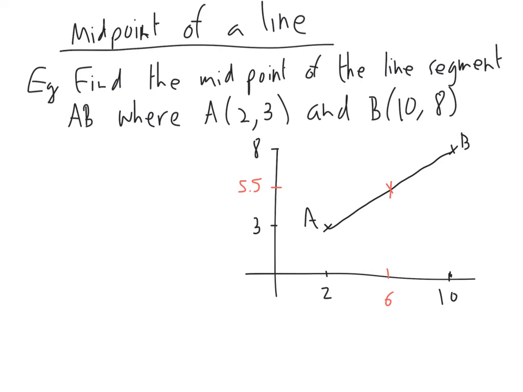Another technique, another way to look at it is that 6 is the middle between 2 and 10. It's the midpoint of 2 and 10, or in other words, it's the average value between 2 and 10. If you got the average of 2 and 10, it would be 6. Same for the y values. If you got the average for 3 and 8, the average value for 3 and 8, 3 plus 8 is 11. 11 divided by 2 is 5.5.